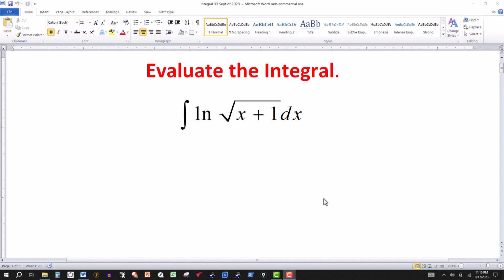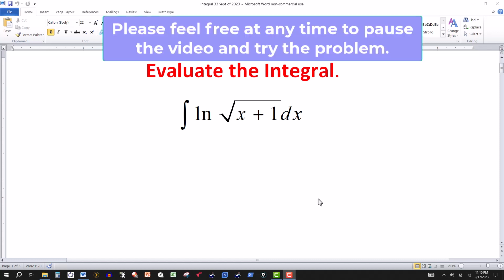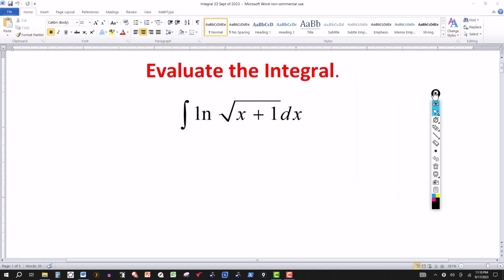In this video, we want to evaluate the integral of ln of the square root of x plus 1. And I've done several similar to this. So just in case you haven't seen one like it, I'll go ahead and do the whole setup. It does involve integration by parts.